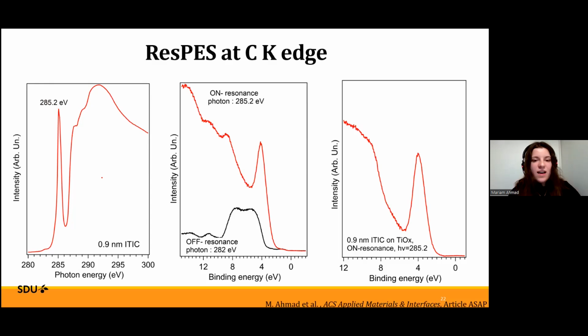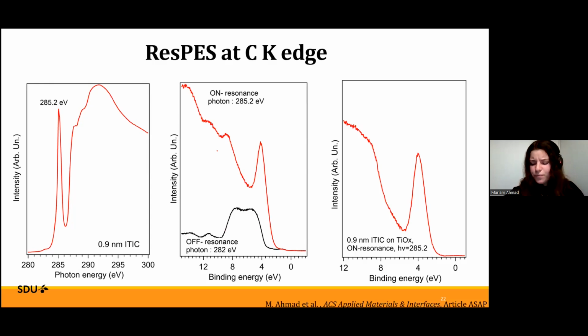Then we measured the valence bands for 0.9 nanometer ITIC on titanium oxide at this photon energy, so that is our on resonance spectrum, and then at another photon energy, 282 electron volts. And we see that the off resonance spectrum is very similar to the valence bands we saw before. It is dominated almost entirely by the titanium oxide substrate.